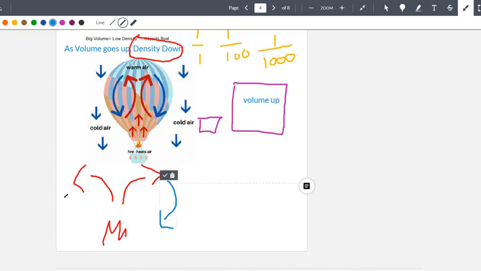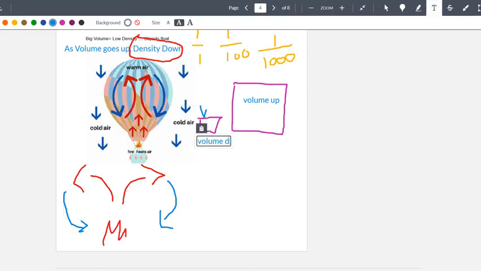And when they sink back down, that's because they're becoming more like this guy. They're having very small volume. When the volume goes down, the density goes up and they sink. So we can say it like this.